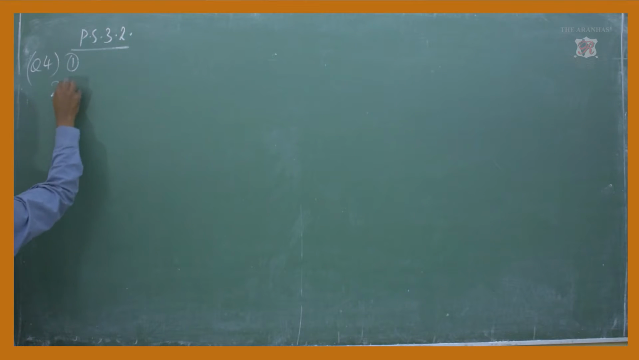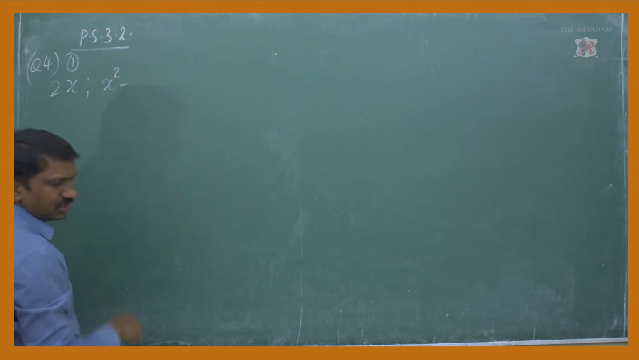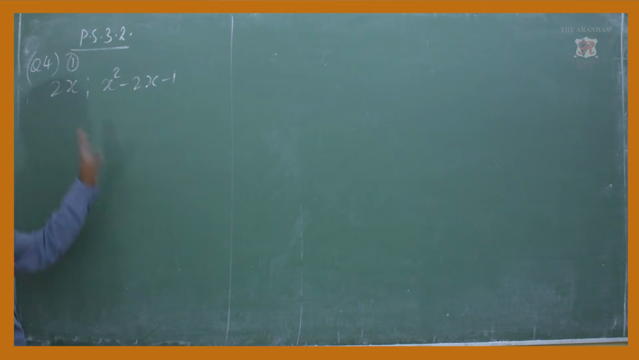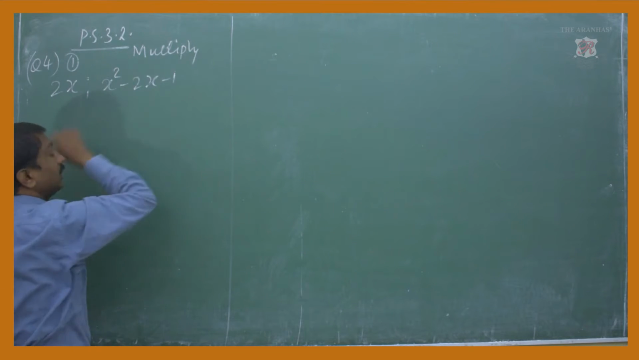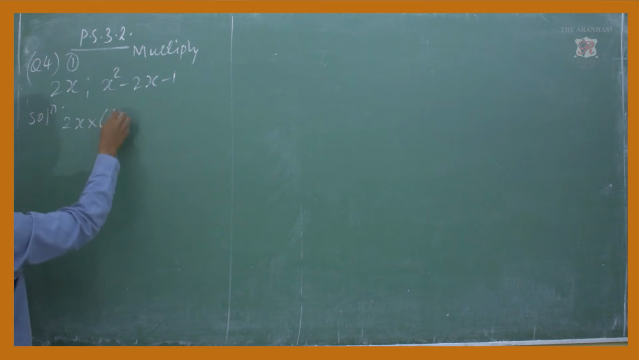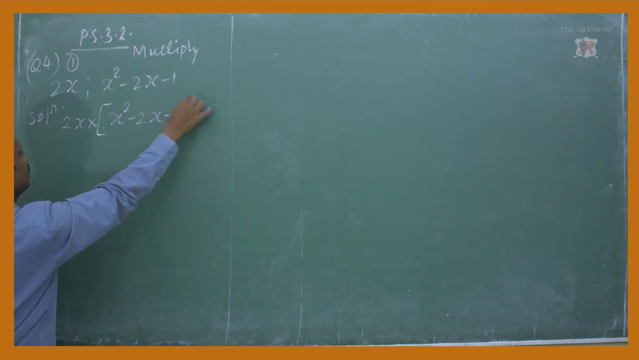Here we have 2x. You have to multiply 2x by x square minus 2x minus 1. Pay attention everyone. The question is to multiply the given polynomials. Here the first polynomial is 2x, the second is x square minus 2x minus 1. In the solution we write 2x multiplied by, make the bracket, and inside write the second polynomial, x square minus 2x minus 1, complete the bracket.